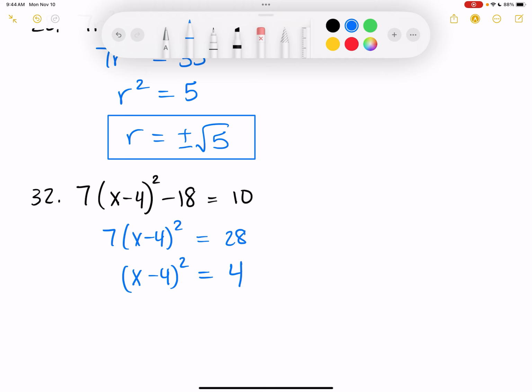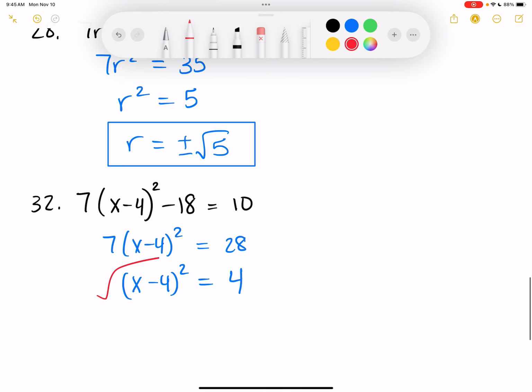Find the square root. Still, this whole piece is being squared. A lot of people try to add the 4 first. You can't do that. So I have to now take the square root of both sides. So x minus 4 equals what? Positive or negative 2. Yeah, plus or minus. We're solving.